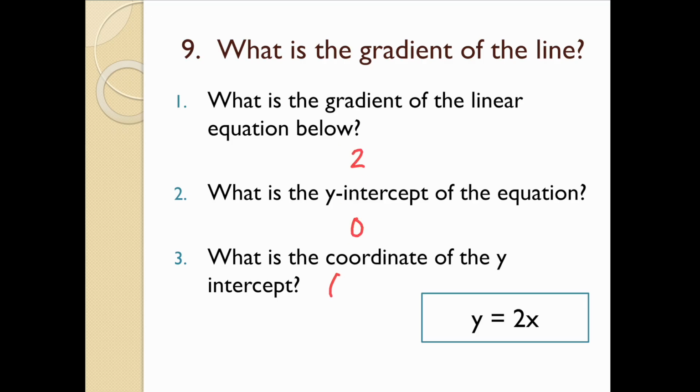0, 0. And there's a special name that we refer to 0, 0. This is referred to as the origin. You guys want to take this down, because whenever you see a question refers to the origin, they are referring to 0, 0. So just write that down, that 0, 0 represents the origin.